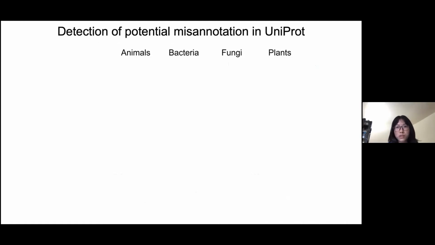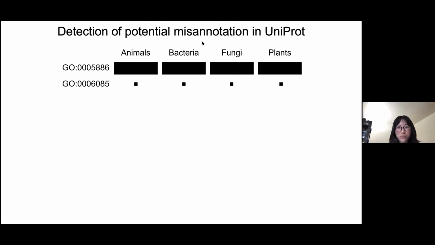So here is the principle of our method. Firstly, we classify proteins based on their taxon. In this example, we classify the proteins into 4 taxons in 4 columns: animal, bacteria, fungi, and plants. The rows show the GO terms.